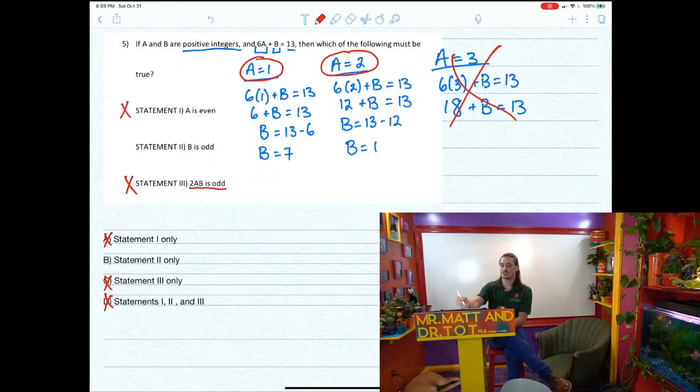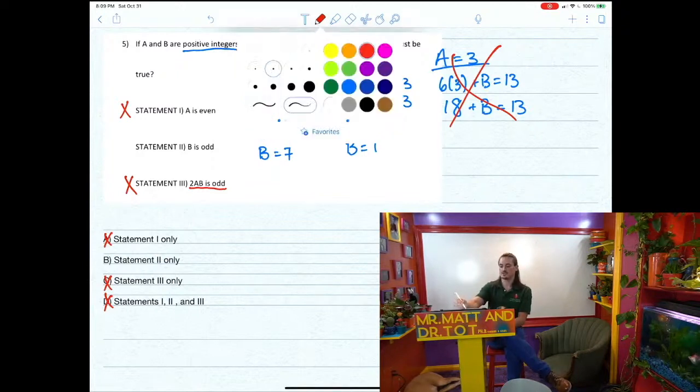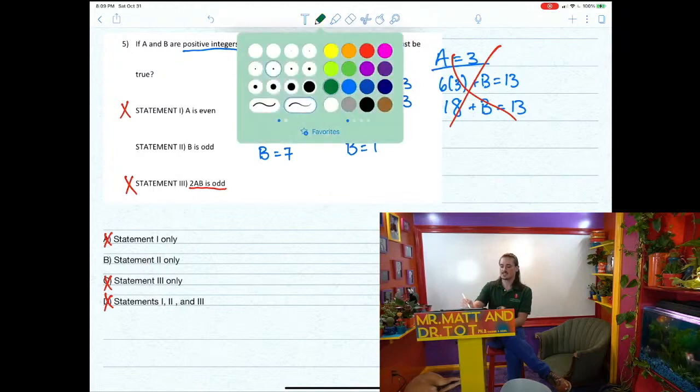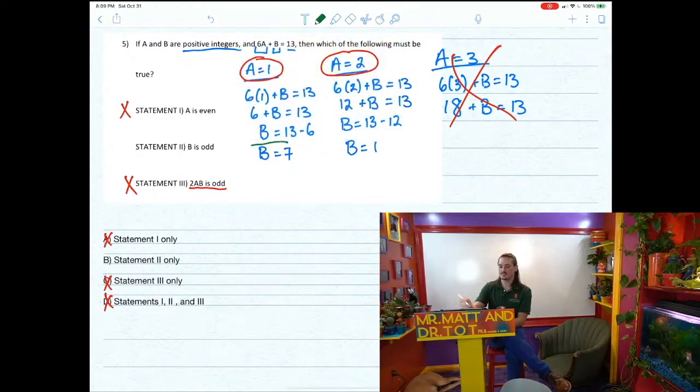B is always odd, and you can see that here. When A is equal to 1, B was equal to 7. When A is equal to 2, B was equal to 1. 7 and 1 are both odd values. So B has to be odd.